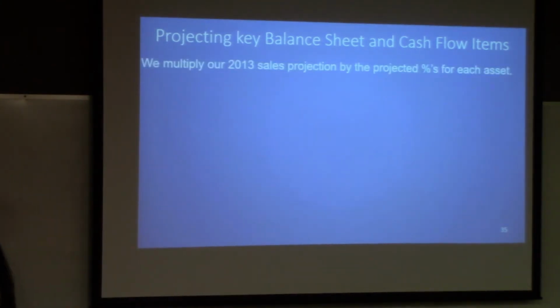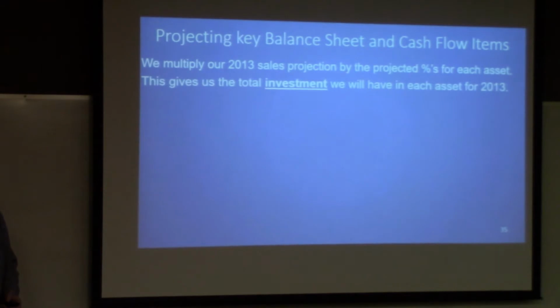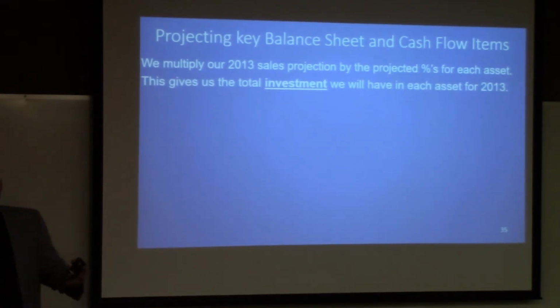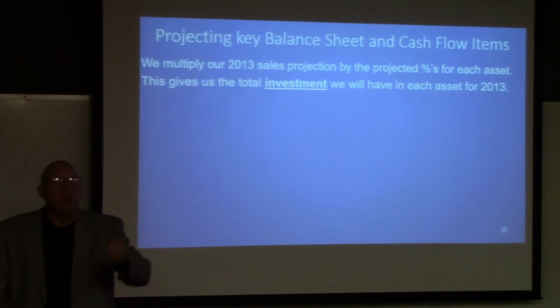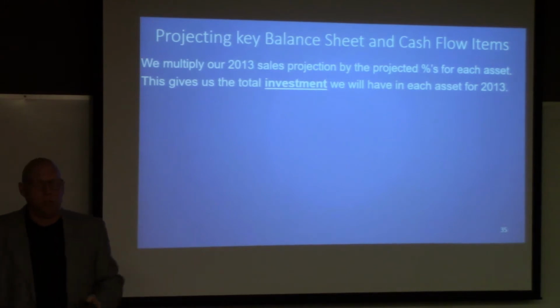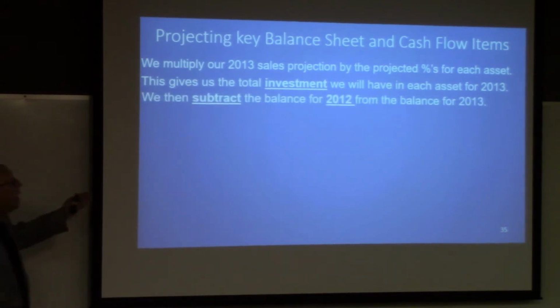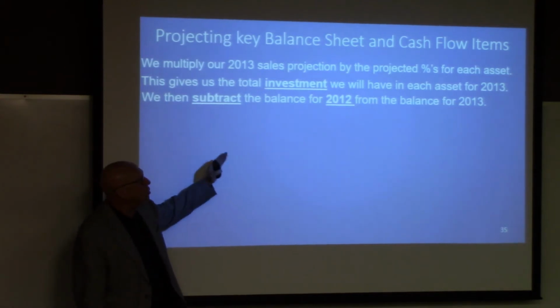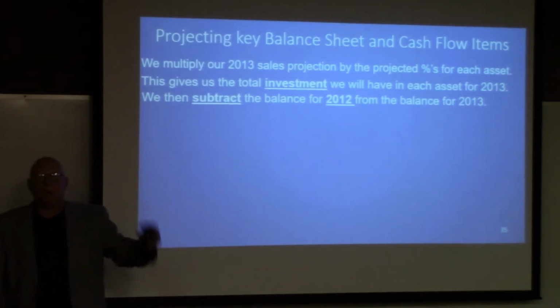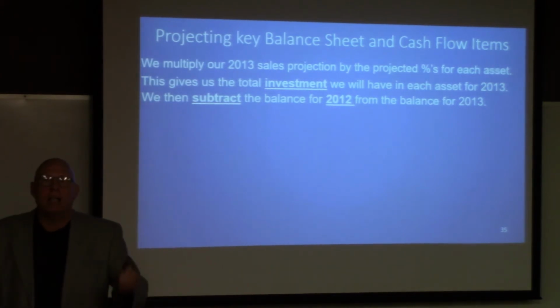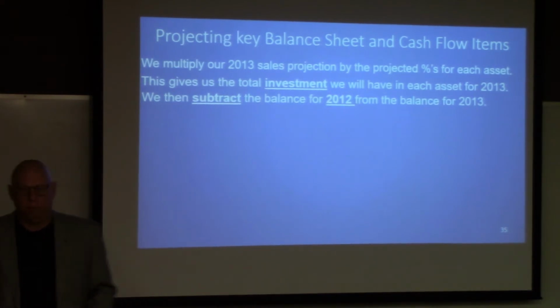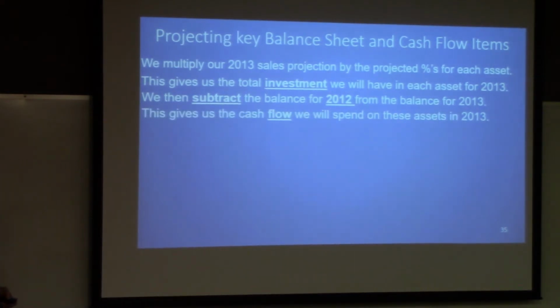So what do we do now? We're going to multiply our 2013 sales projection by these projected percentages. And that will give us the amount of investment that we will have for each asset in 2013. Not the change, the total amount that we will have invested. We'll then subtract the balance that we had invested in 2012 from what we expect to have invested in 2013. And that will give us our change. That is the impact on cash flow. That'll give us the cash flow we'll spend.